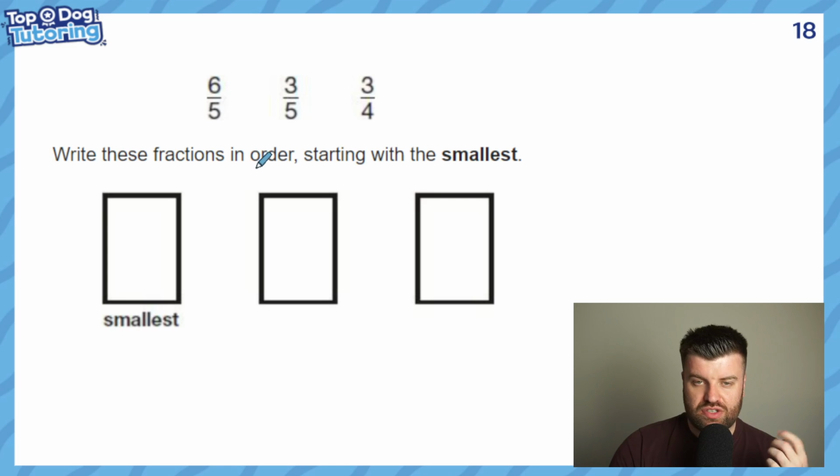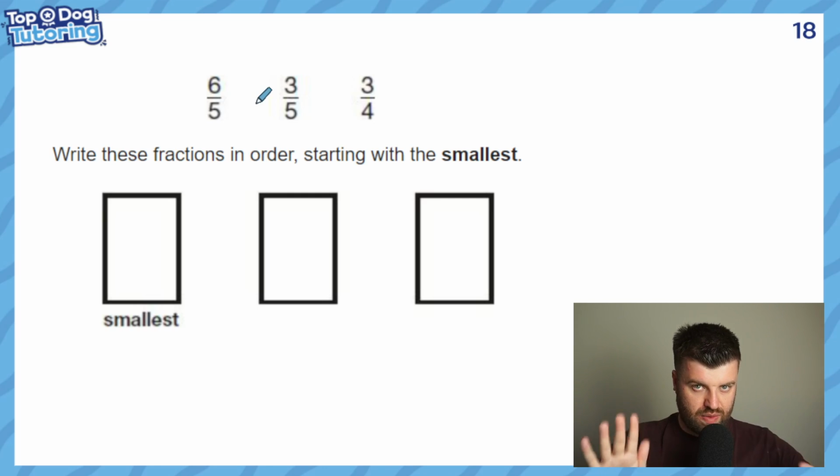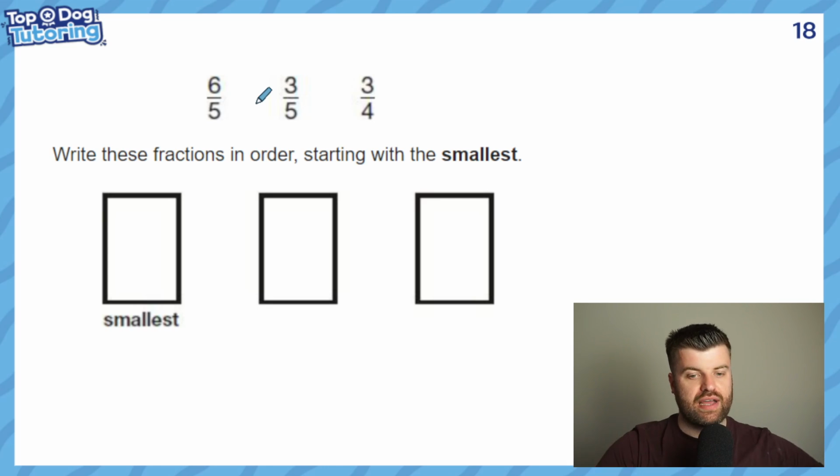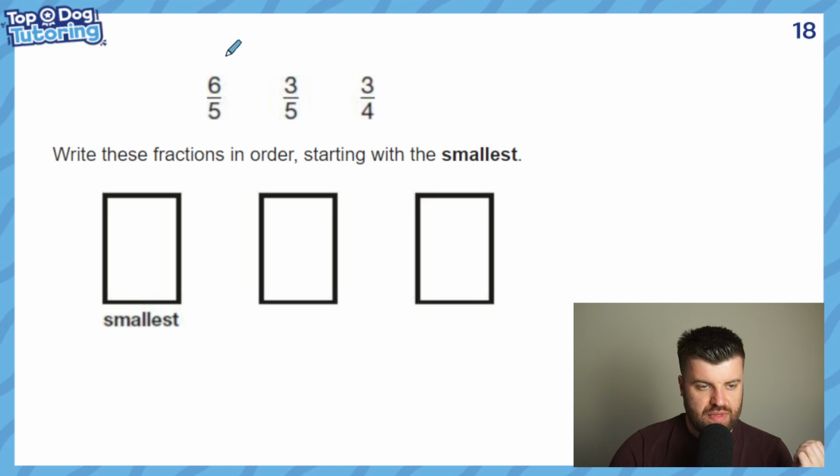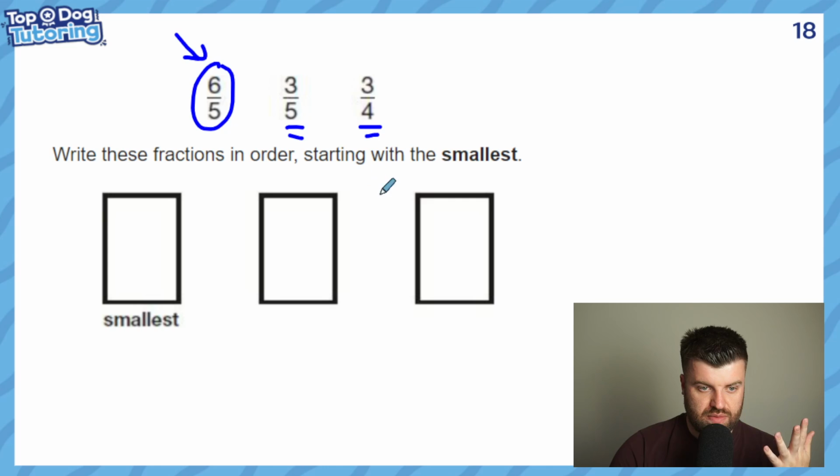Which of these fractions, write these fractions in order starting with the smallest. Again, looking at this, I can actually answer this quickly. I put this in because, okay, we could change them all to 20ths. I've taught you how to do that, fine. But realistically, look at this. 3/5 and 3/4, that's less than 1. They're normal proper fractions. This is an improper fraction, 6/5. That's more than 1. So I know this is the biggest one straight away. So I start with the smallest, I'm going to the biggest, it's 6/5.